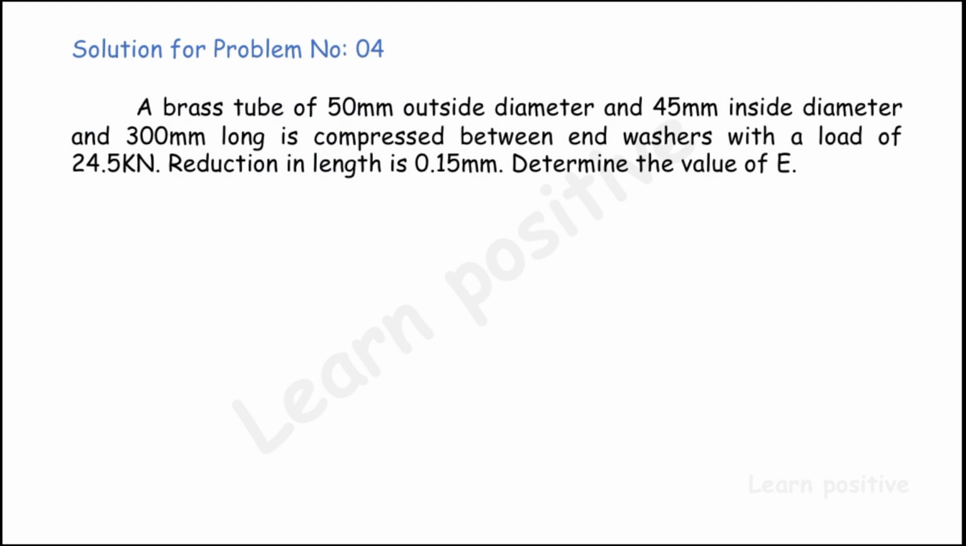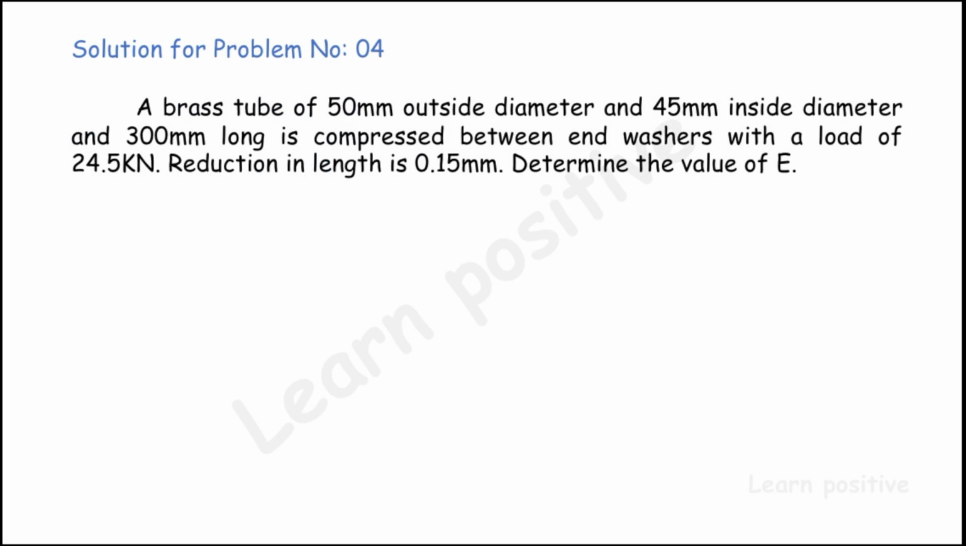A brass tube of 50 mm outside diameter and 45 mm inside diameter and 300 mm long is compressed between washers with a load of 24.5 kilonewton. The reduction in length is 0.15 millimeter. Determine the value of capital E, that is Young's modulus.